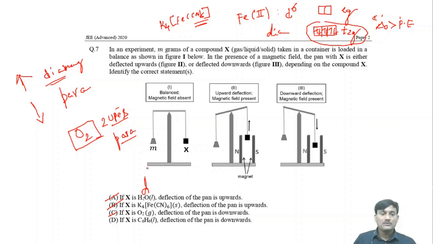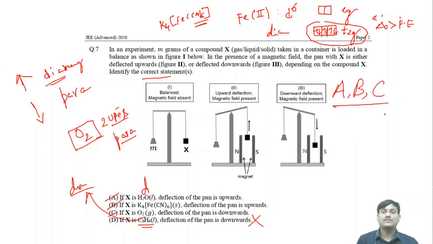Okay, next one, if X is C6H6, the deflection of the pan is downward. Benzene is diamagnetic, so the deflection should be upward, not downward. So this one is incorrect. Here we identify the correct statements. In this case, A, B and C are the correct statements.